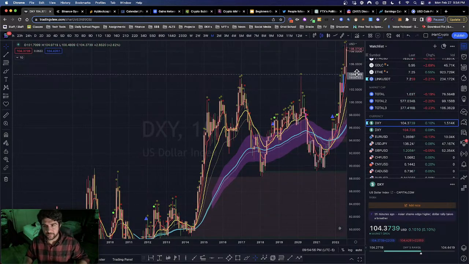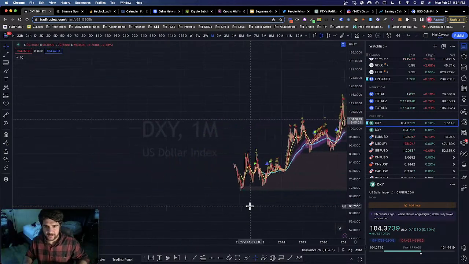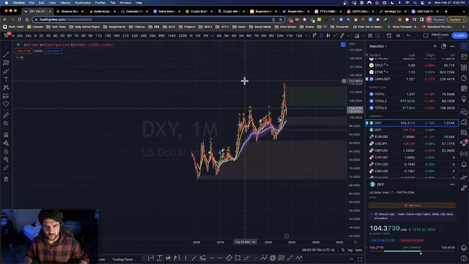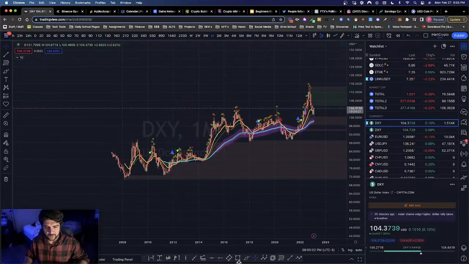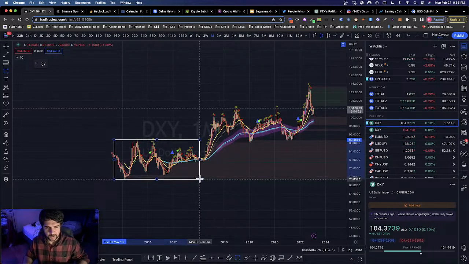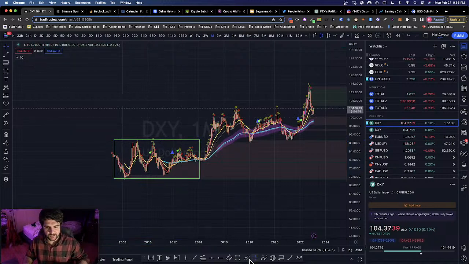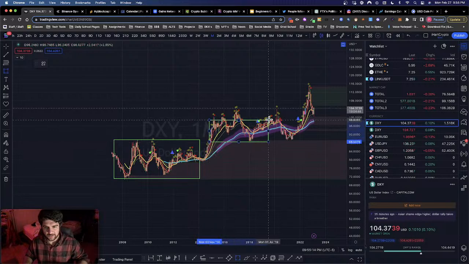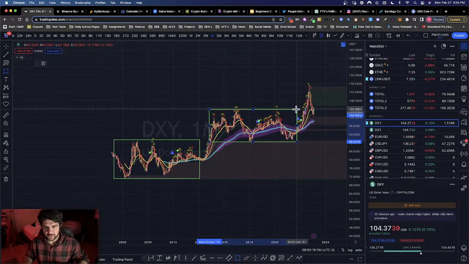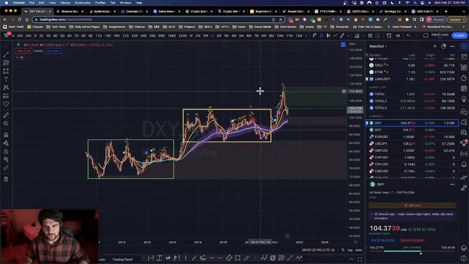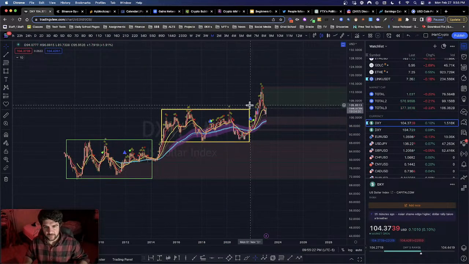All right, so you know we love our boxes on this channel and our zones. So here we go. We got boxes around price action. Right here, consider that my level 1. Consider this my level 2. And we're going to consider this level 3, where we're currently at.